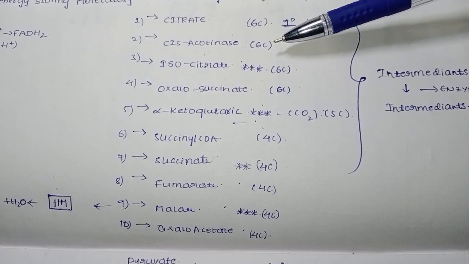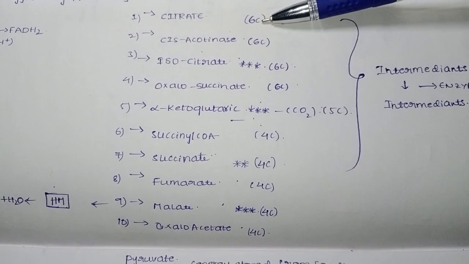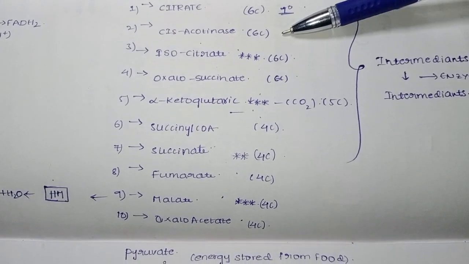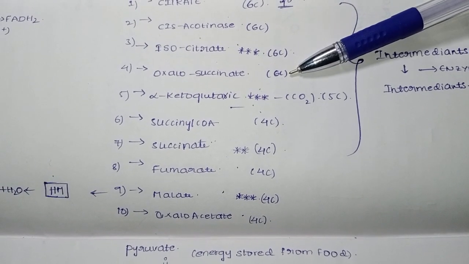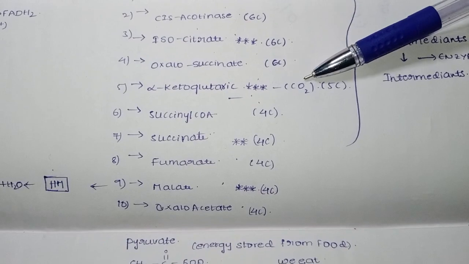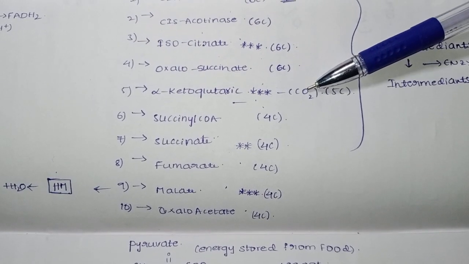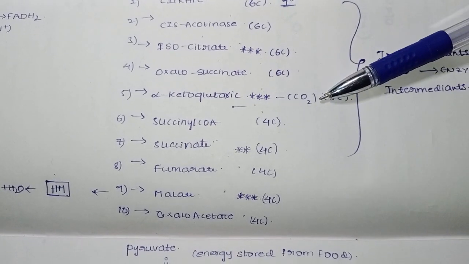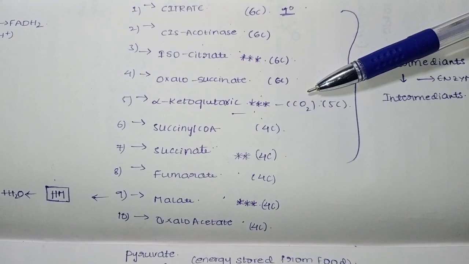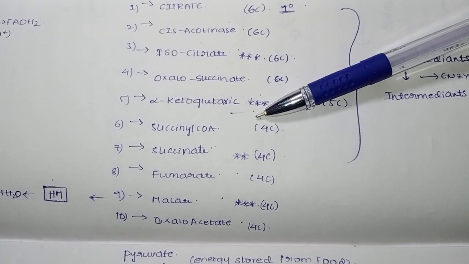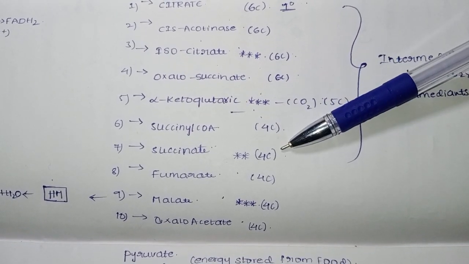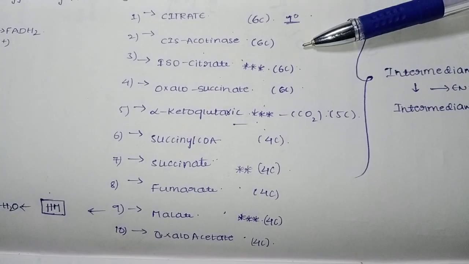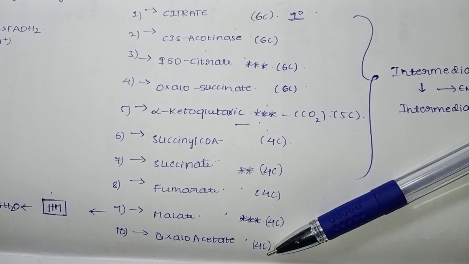And here I want to give one more piece of information: citrate is a 6 carbon compound, and cis-aconitase is also a 6 carbon compound. So up to oxalosuccinate there are 6 carbons, and when getting into alpha ketoglutarate it is a 5 carbon compound. Remember, after 6 carbons we get a 5 carbon at the 5th step, right? 5th step, 5 carbon, and when you come to the 6th step and 7th step, continuing to the 10th step, you have only 4 carbon compounds. Remember, 6 carbon, 5 carbon, and the remaining are all 4 carbon.